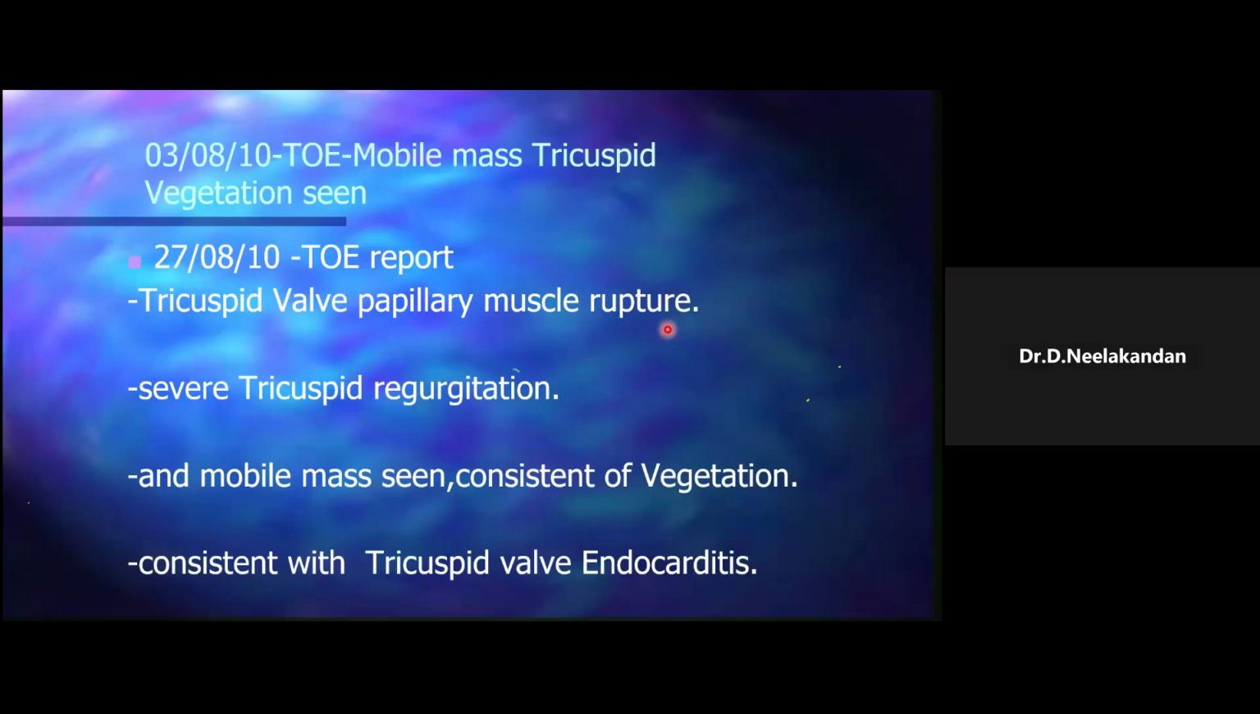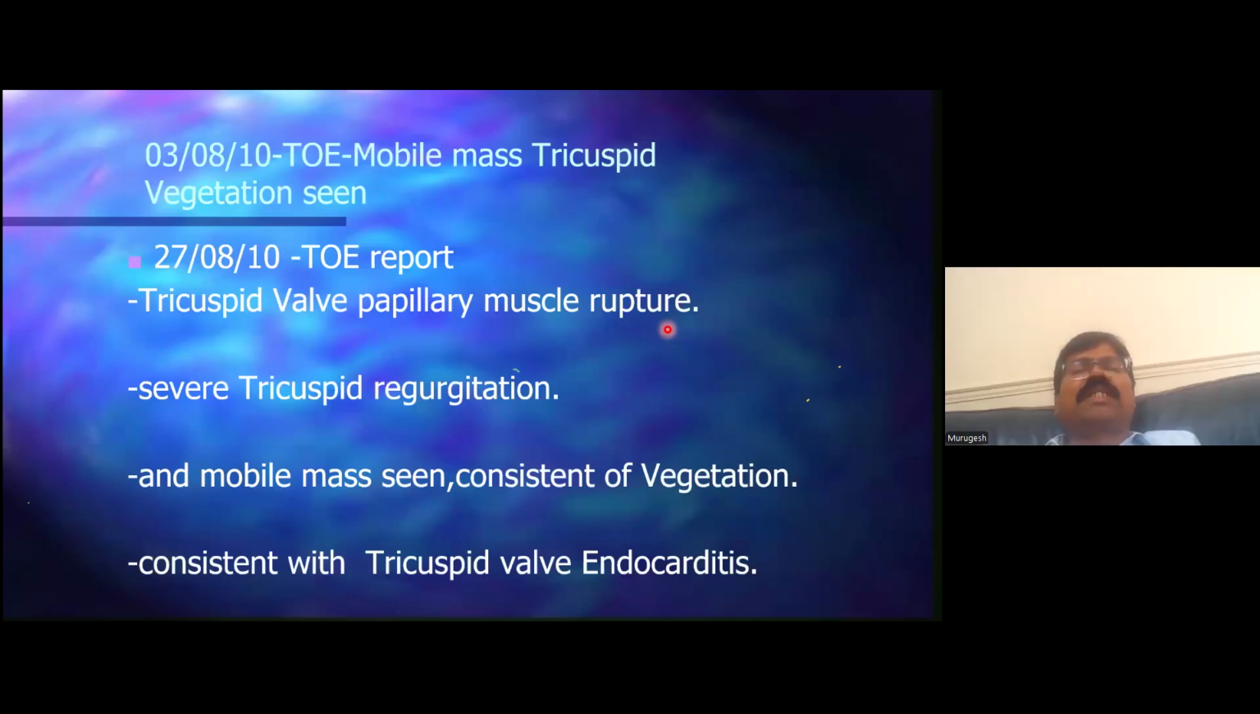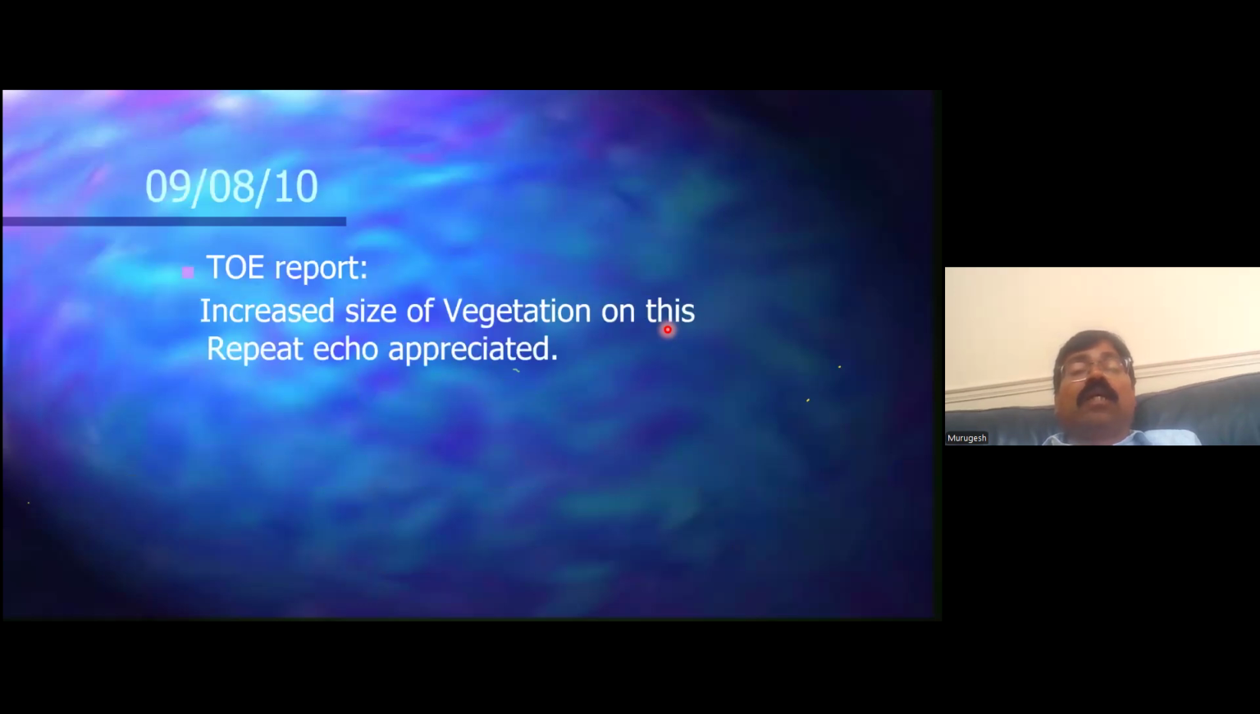So this patient was suspected to have right-sided endocarditis, which you expect in an IV drug user. Transesophageal echo showed tricuspid valve papillary muscle rupture with tricuspid regurgitation, and there was a mobile mass consistent with vegetation. She had a repeat echo and the size had increased.